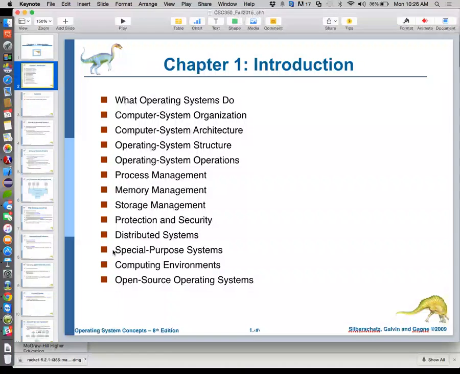Oh, special purpose systems. We're not going to, I mean, I probably will mention something stupid, but it's a waste of time. Waste of time, whatever.